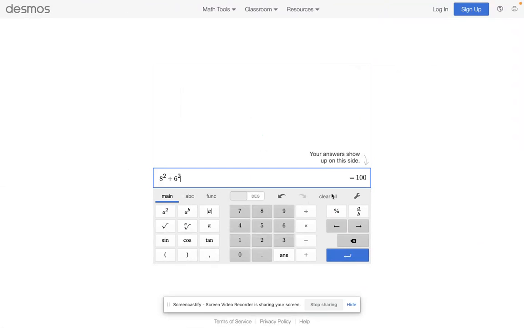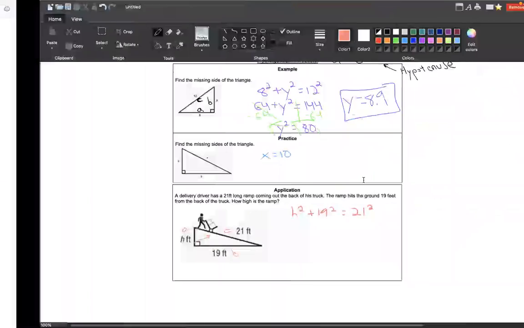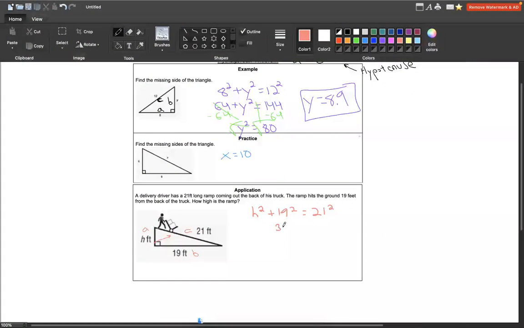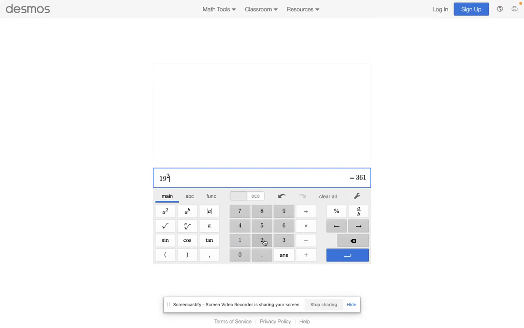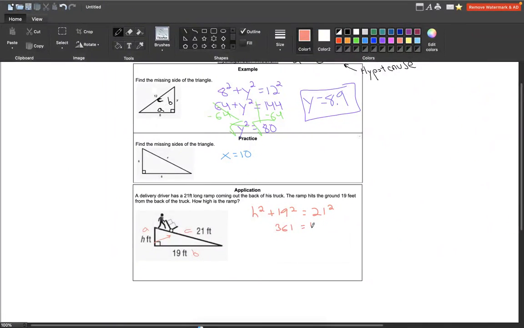So I'm going to go to my calculator. The first one was 19 squared, and we get 361. So this is 361. Okay, 21 squared is the other one. 21 squared, 441.